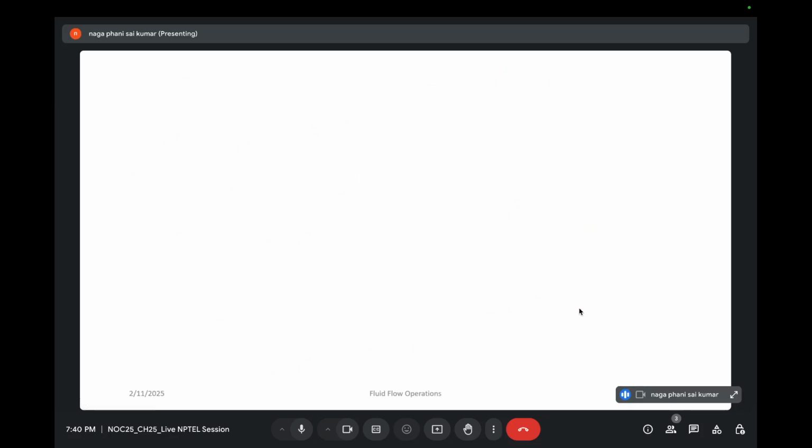Okay, so similar to acceleration, similar to this concept, we can also express pressure in terms of different parameters. So let me just quickly write them down. dP by dt.